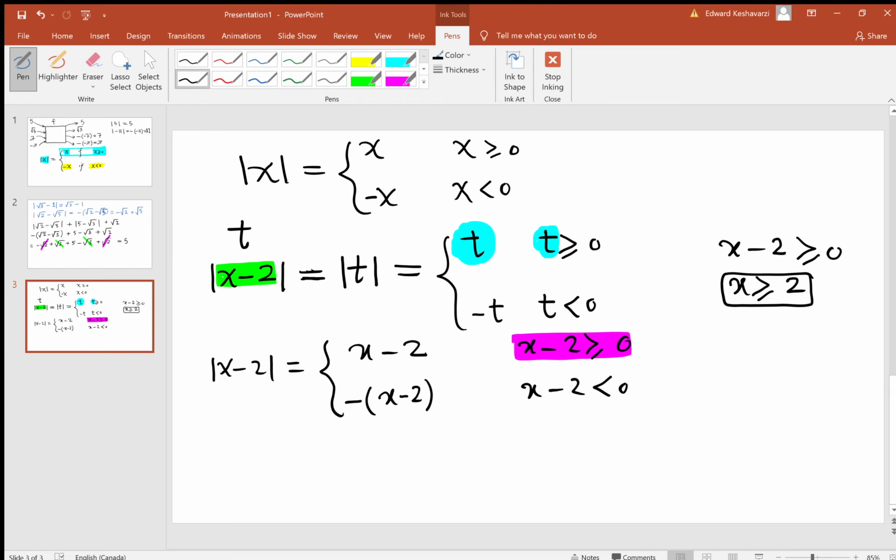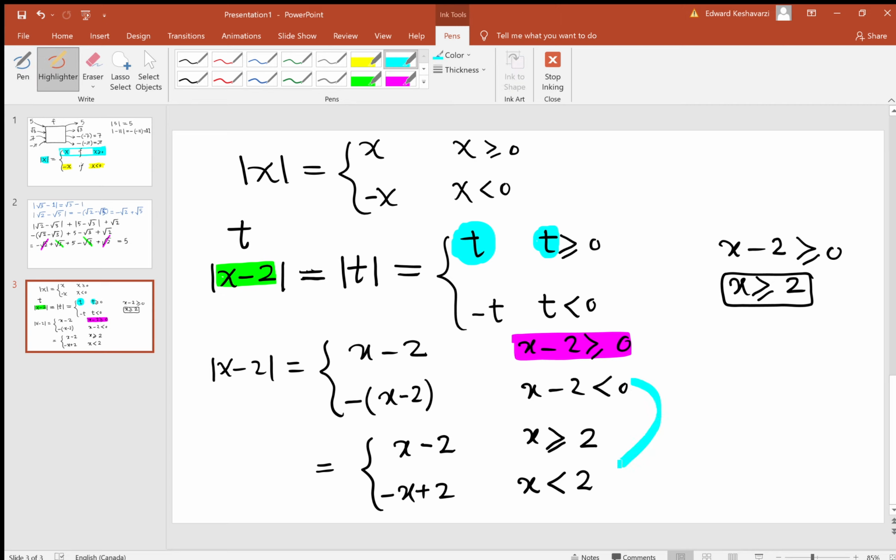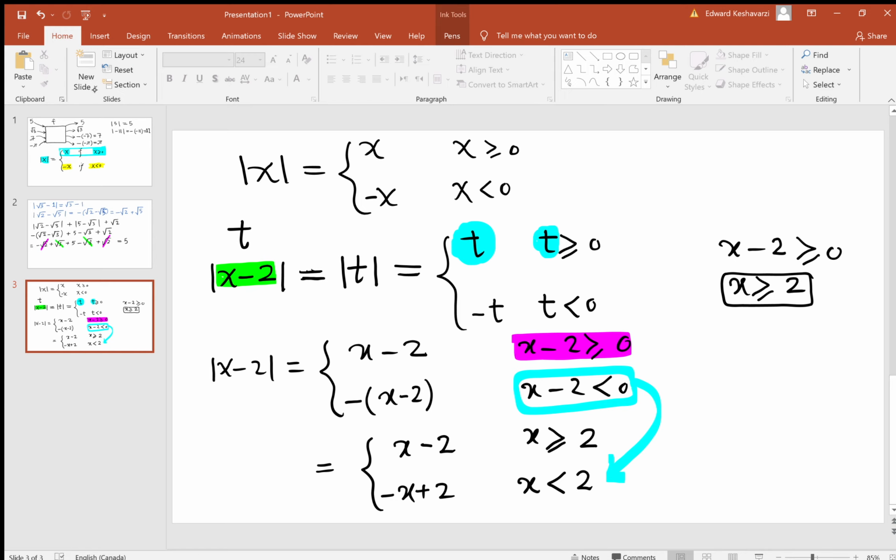The final step is here. So x minus 2 when x is larger than or equal to 2. And you can bring the negative in, so it becomes negative x plus 2 when x is less than 2. So I got this by solving this one, right? Because if you solve this one, it becomes x less than 2. Let's have one more example.